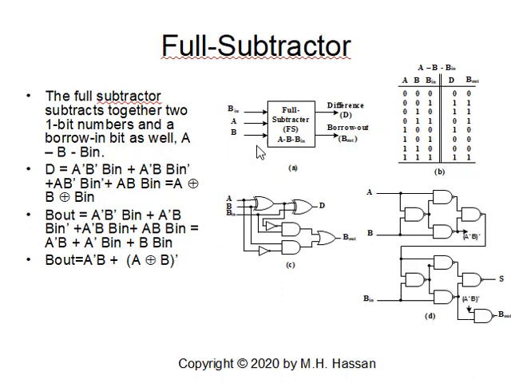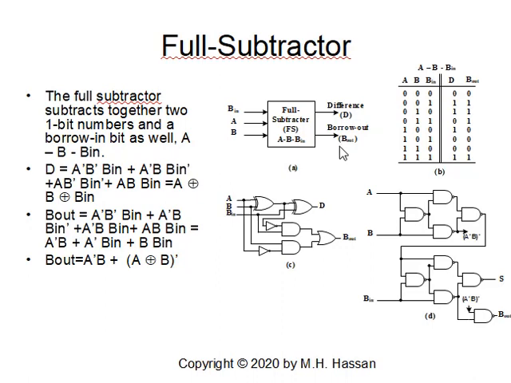Now, again, we have in A, the blank diagram, we have A and B, the two 1-bit numbers, and we have Bn, which is the third bit, and the full subtractor, and the output, which will be the difference D, and the borrow out, which is B out.